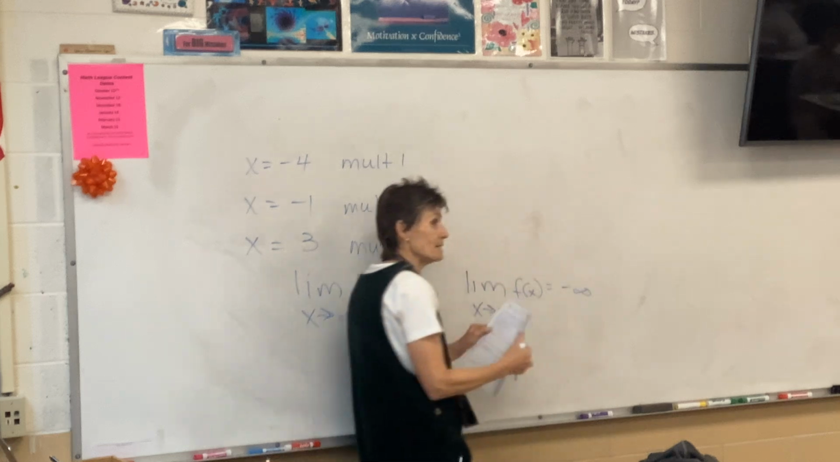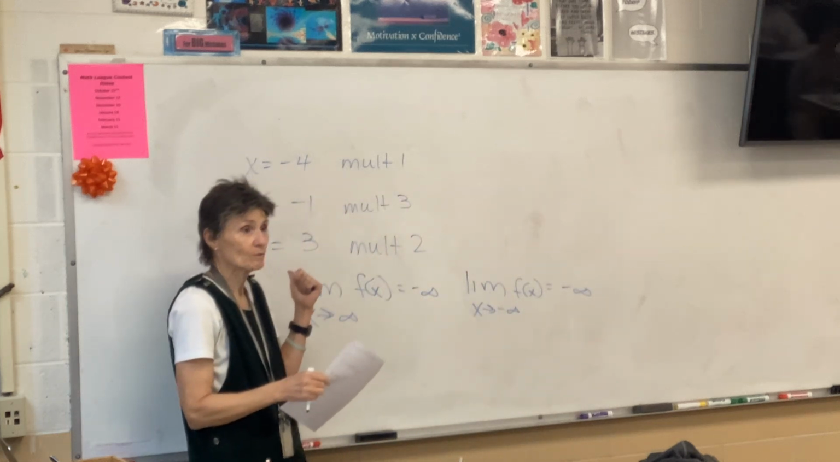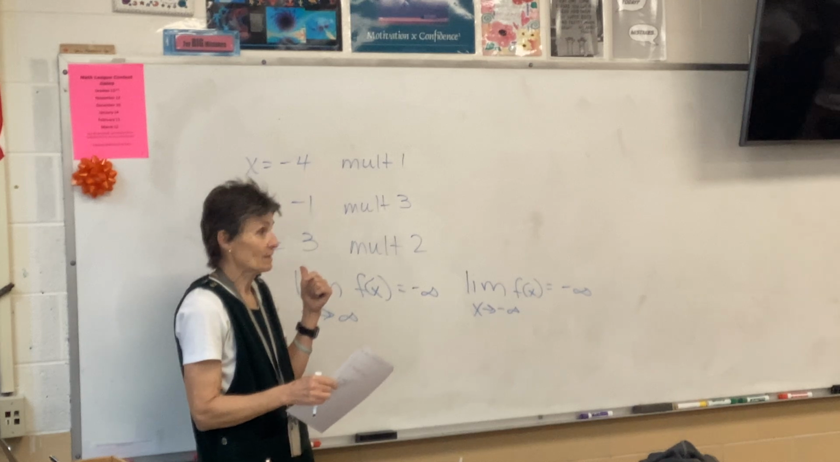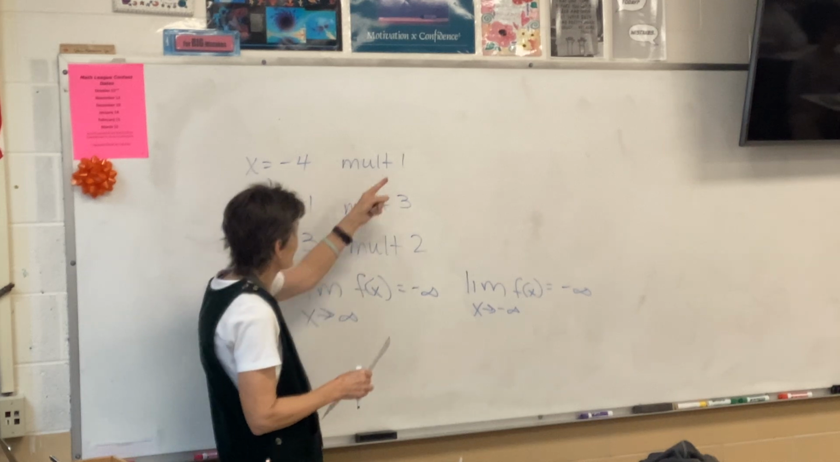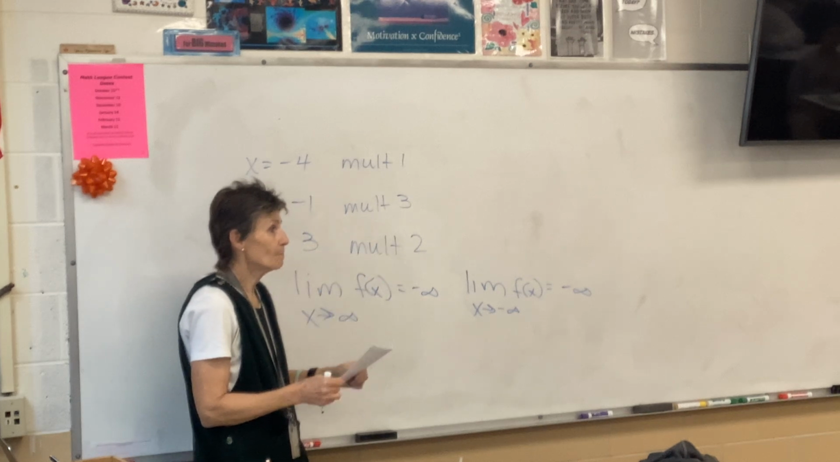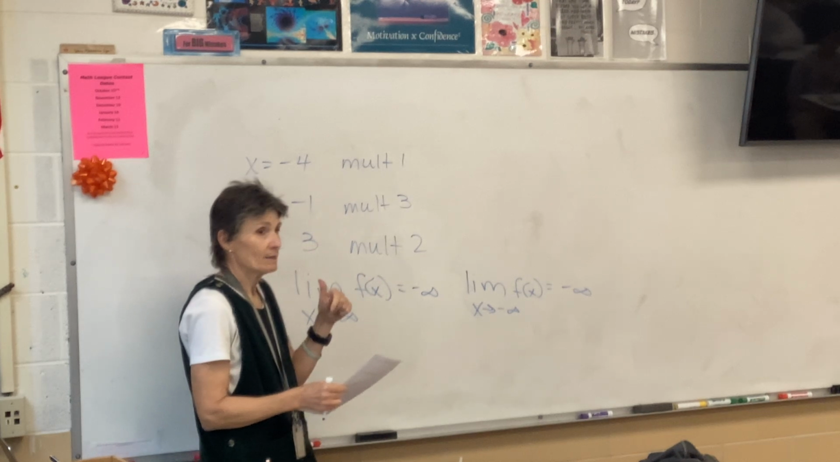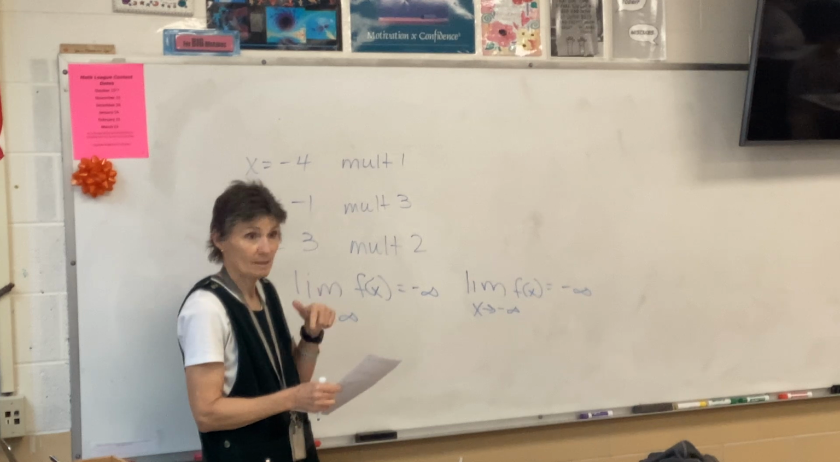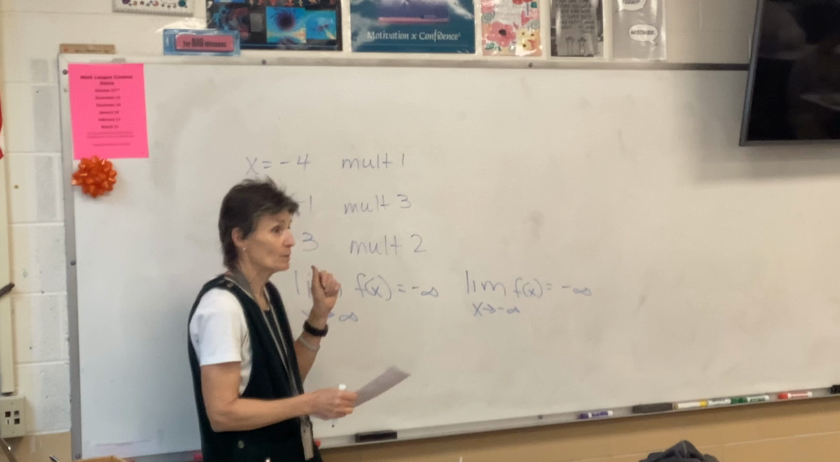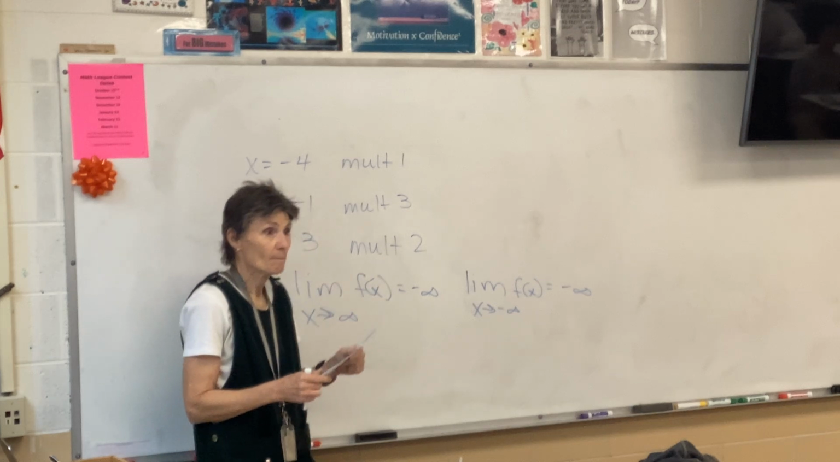Same. Which means, by the way, that if I had an equation for this, what would be its degree? Even, right? Which makes sense because what's 1 plus 3 plus 2? 6. Yep. Not only that, but the leading coefficient would be negative because we've got down, down, and we should have up, up.